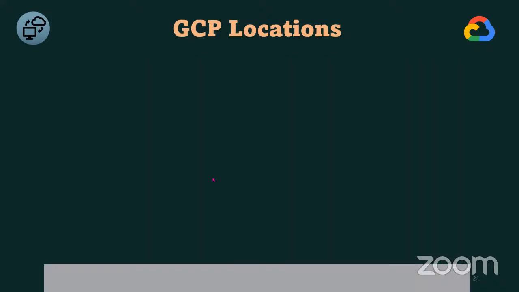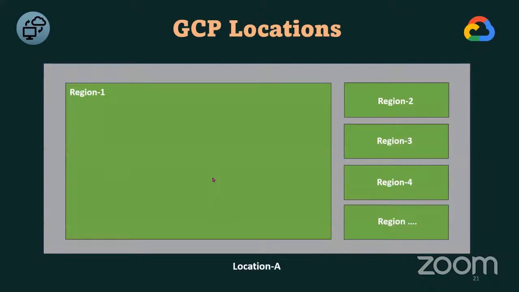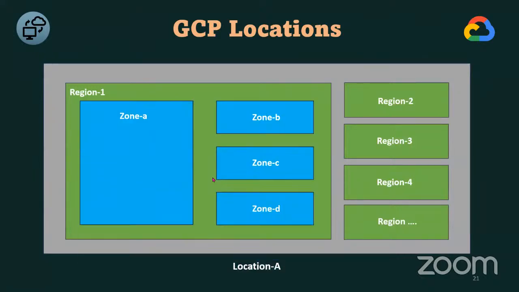I have also told you, if I take a location, it is divided into multiple regions, and each region is a collection of zones. Each zone is connected to another zone via a high bandwidth and low latency network. Each zone will have the resources, and that is the reason zones are called availability zones. We can also call a zone a deployment area because we are going to do the deployments on top of the zone only.